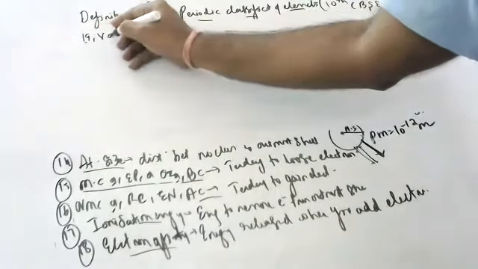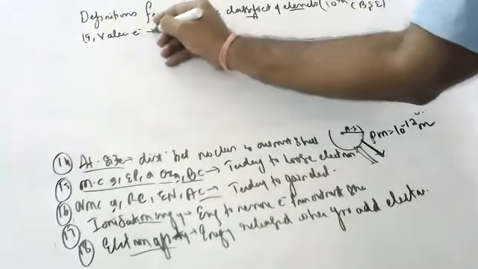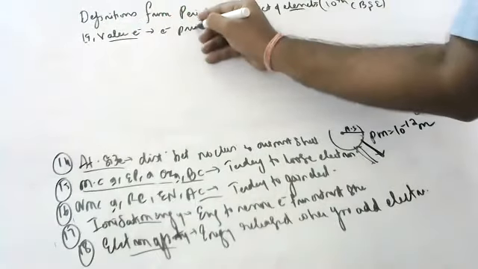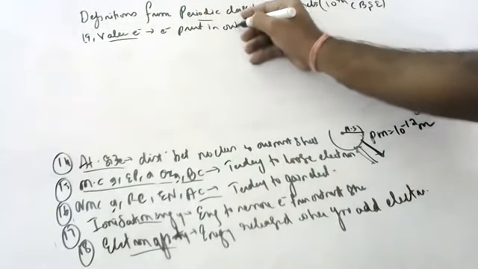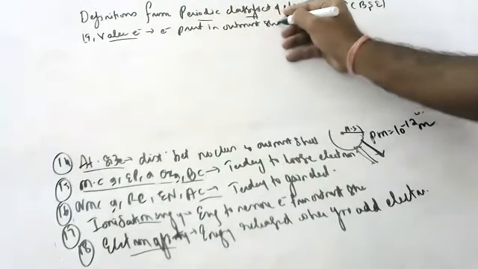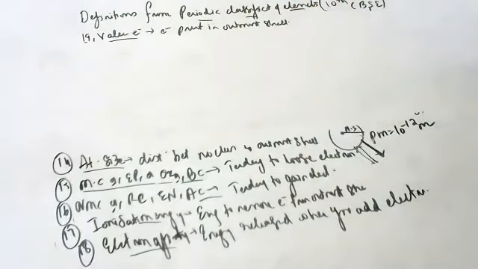19th question. What is valence electrons? Valence electrons means electrons present in the outermost shell.